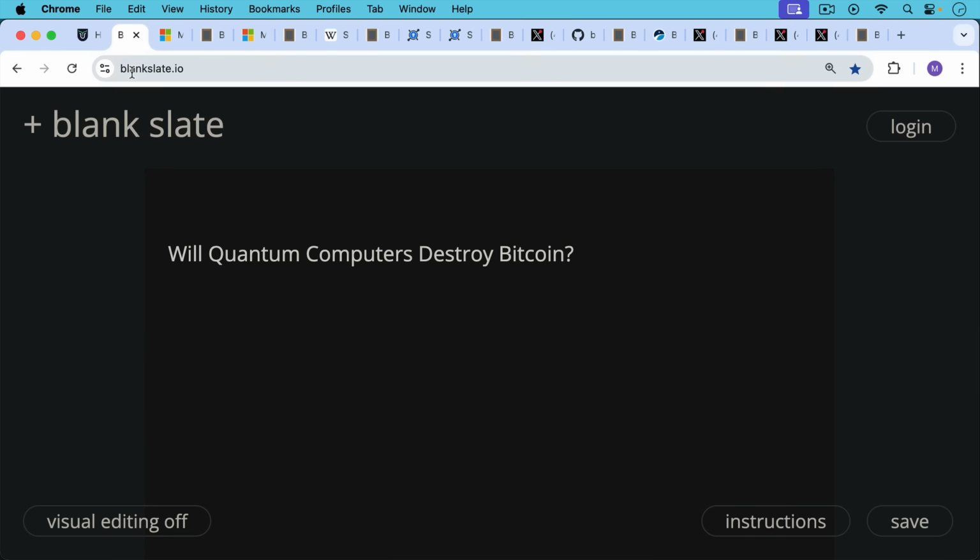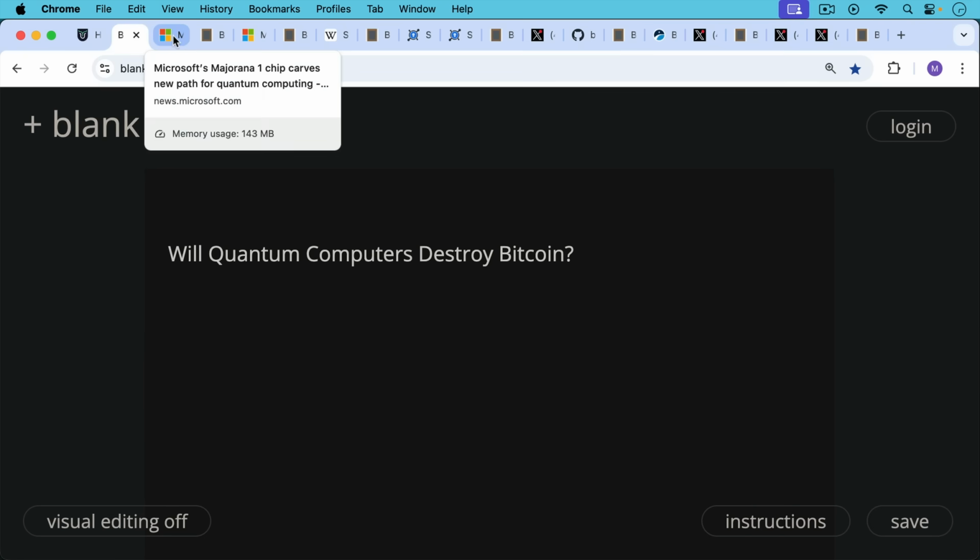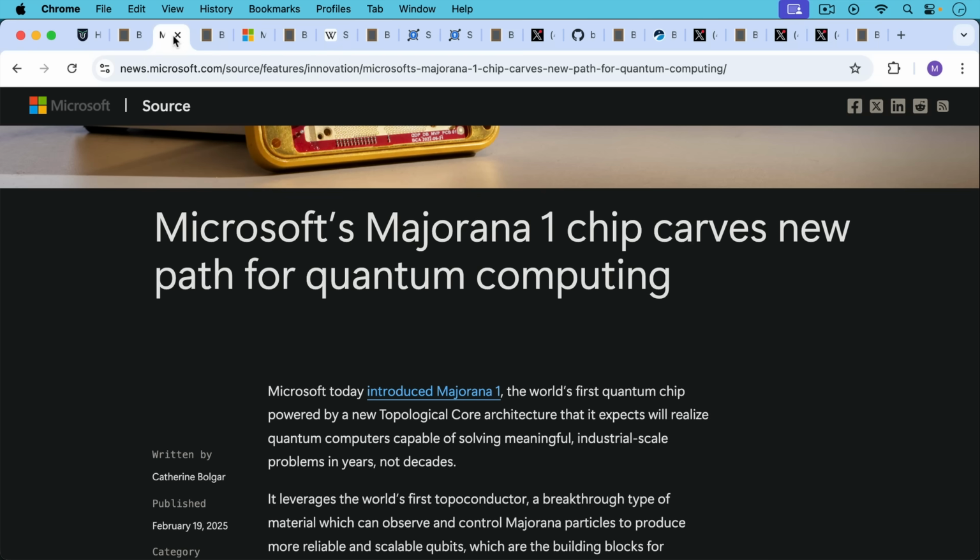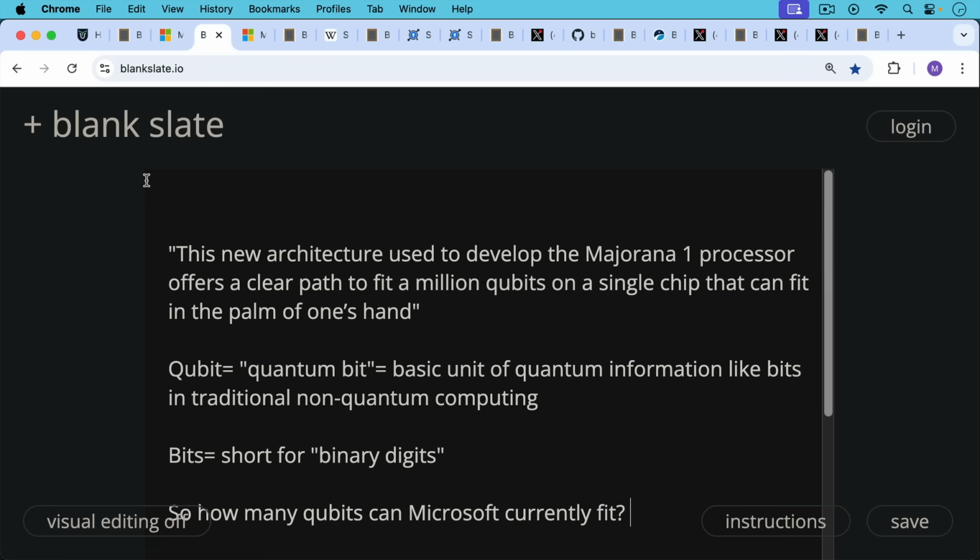Today I want to answer the question, will quantum computers destroy Bitcoin? I've been getting lots of questions about Microsoft's new quantum chip that was just announced a couple days ago. They announced that this new topological architecture used to develop the Majorana 1 processor offers a clear path to fit a million qubits on a single chip that can fit in the palm of one's hand.